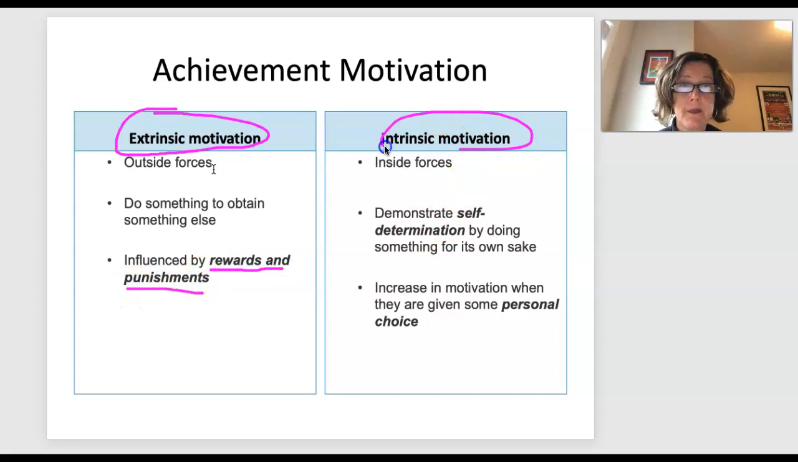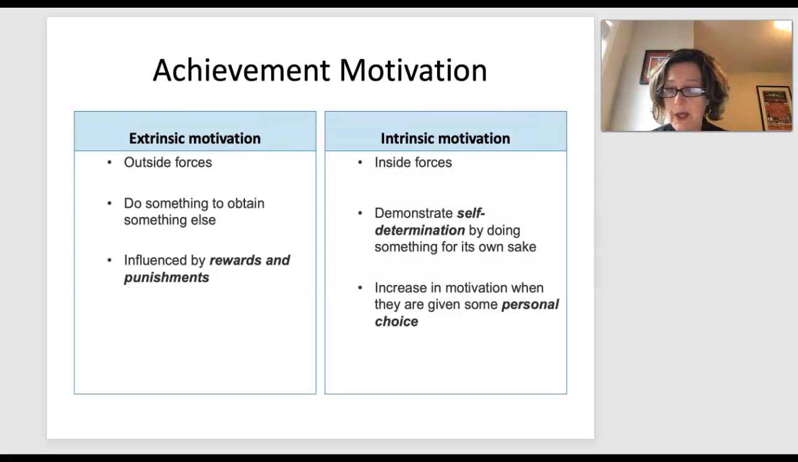Okay, intrinsic motivation is your interior. So you're demonstrating self-determination by doing something for its own sake. So it's all about that you feel that this is the right thing to do, or the good thing to do, or you're just totally motivated to do it. Even though it's a little bit above and beyond what you're expected to do, you're really into it. And increased motivation when they are given some personal choice. So think about if you gave all of your students some personal choice to do an assignment, how much more motivated they are than just saying, okay, everybody has to write about a squirrel, when half your class doesn't really care about squirrels. Okay, so there we go.